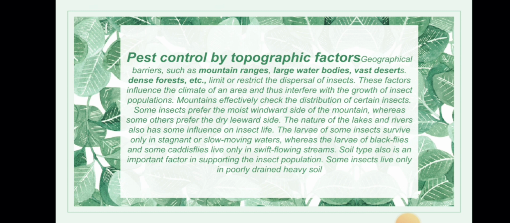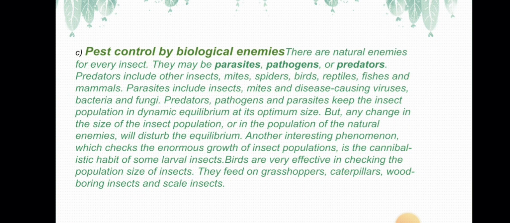The next one is that the larvae of some insects survive in stagnant or slow moving water, whereas the larvae of black flies and other caddisflies live only in swift water. So some prefer rivers with slow flowing water and some prefer rivers with very fast moving water. Soil type is also an important factor which supports the insect population. Some insects live only in poorly drained soil.